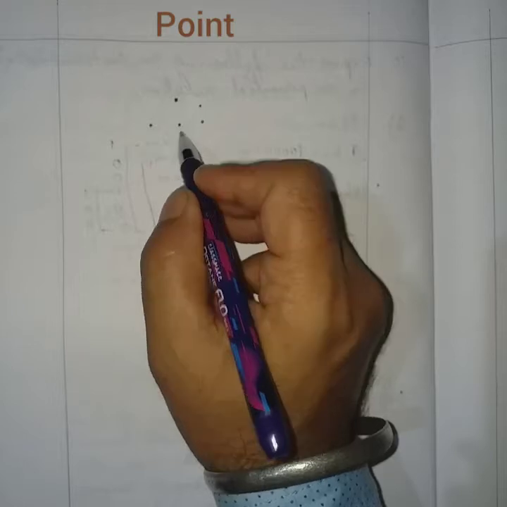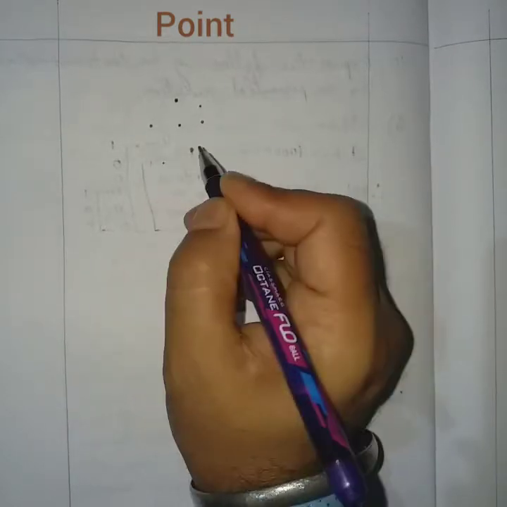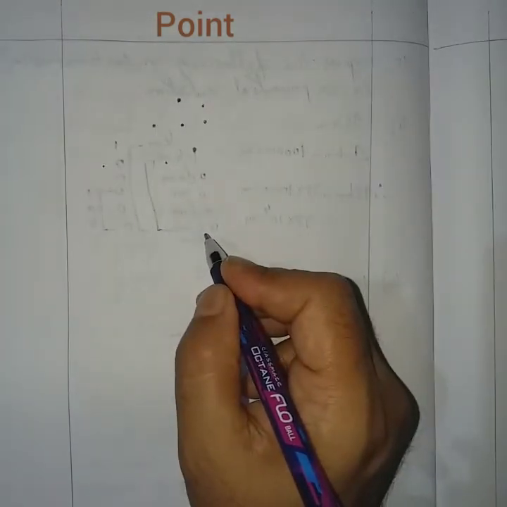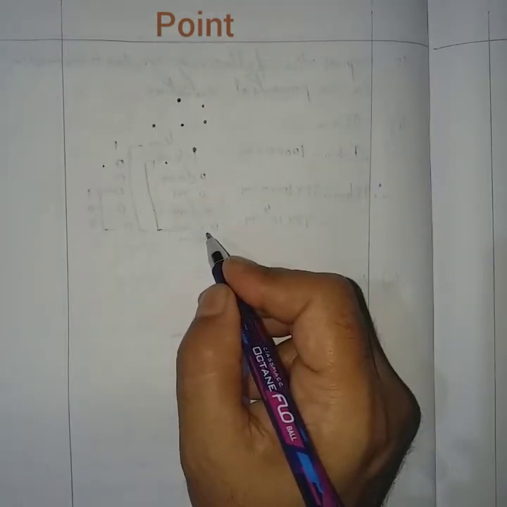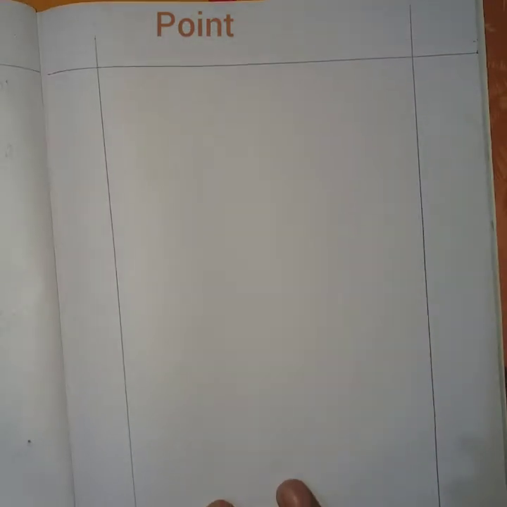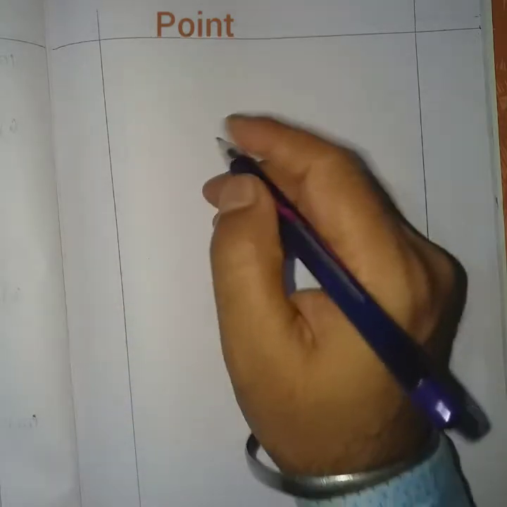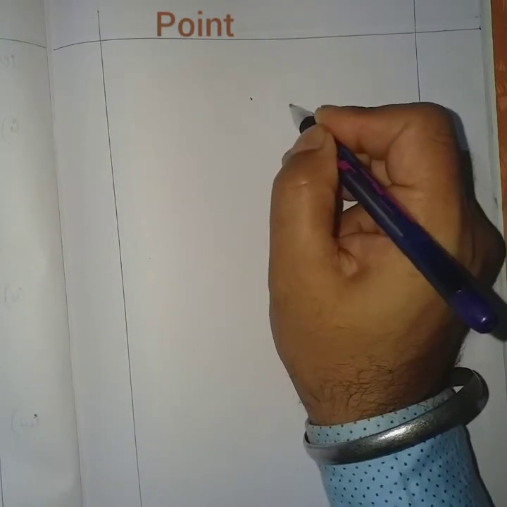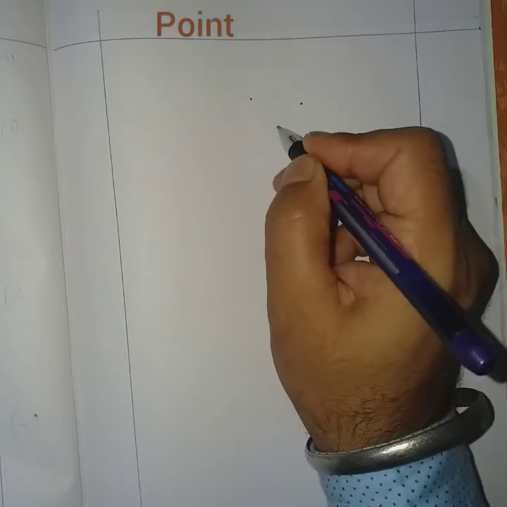A dot, a point, can be represented in this form also. You can see this. Yes or no? I'll show you in this one. So here, look at this. This is a dot, so it is a point. This is a dot, this is a point.